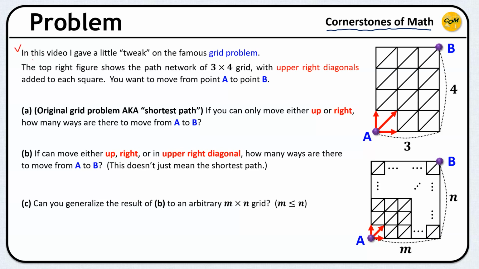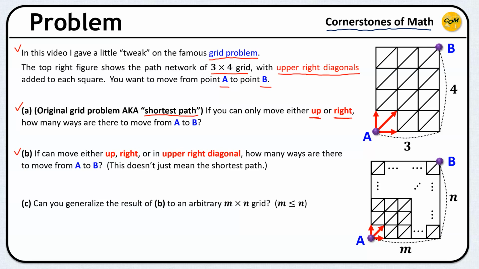In this video, I gave a little tweak on the famous grid problem. The top right figure shows the path network of a 3x4 grid with upper right diagonals added to each square. You want to move from point A, bottom left, to point B, top right. Problem A is the original grid problem, also known as the shortest path problem. If you can only move either up or right, how many ways are there to move from A to B?